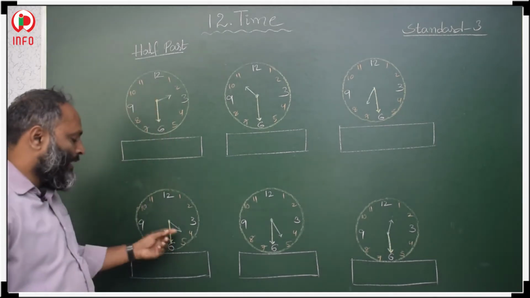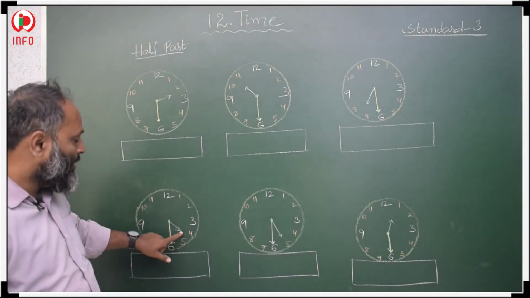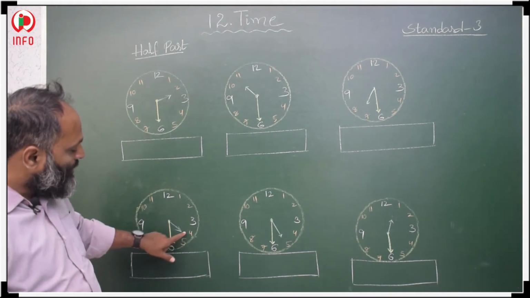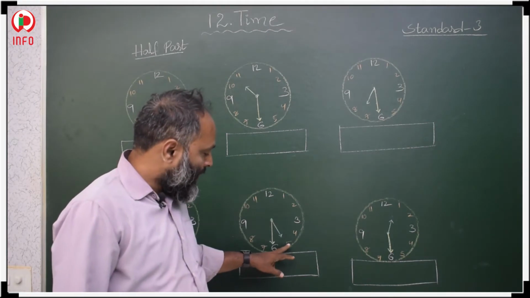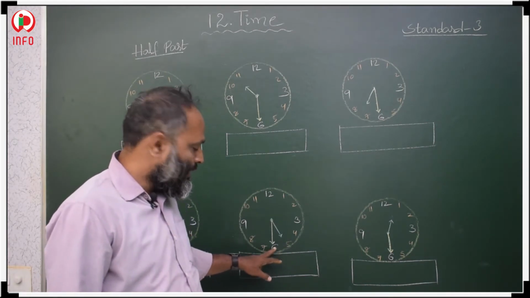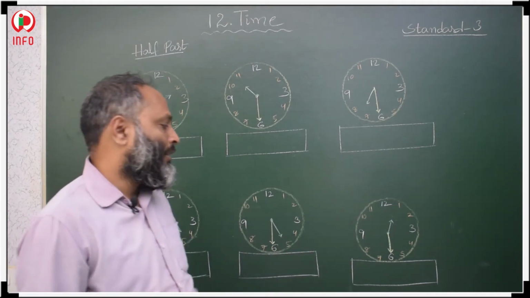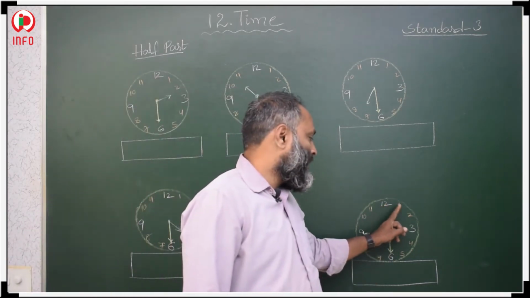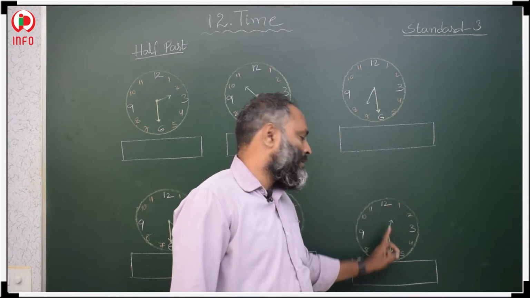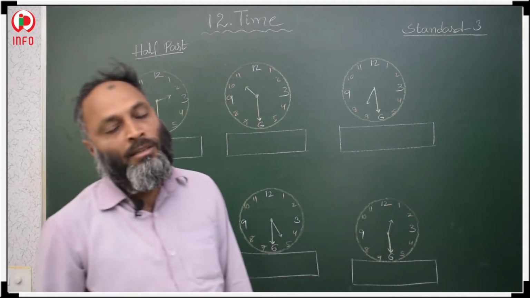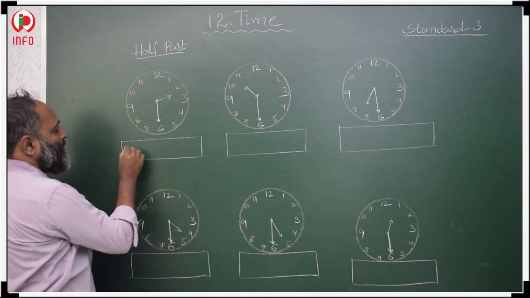Here the hour hand is in between 4 and 5. It means half past 4. Here the hour hand is in between 5 and 6. It means half past 5. Here the hour hand is in between 12 and 1. It means half past 12.